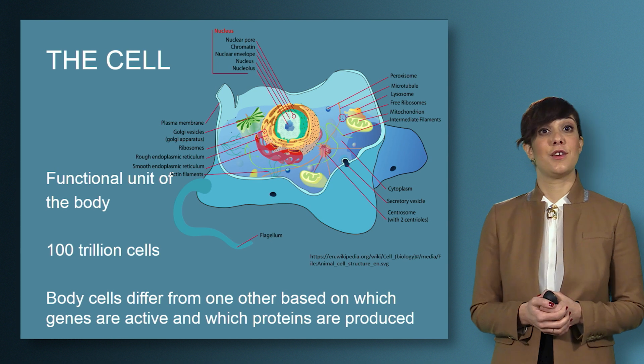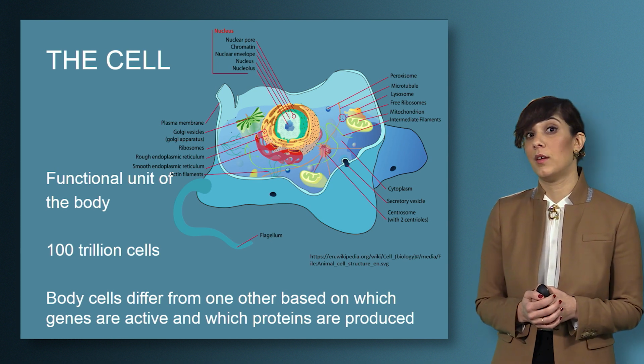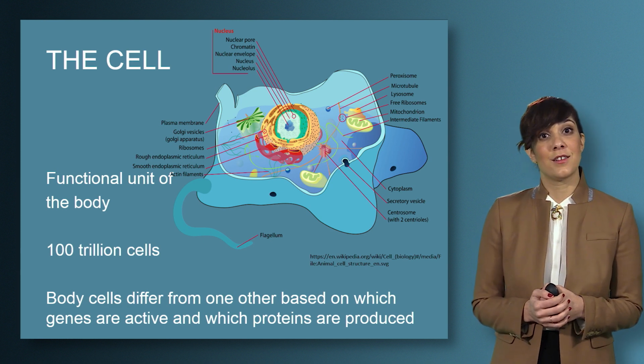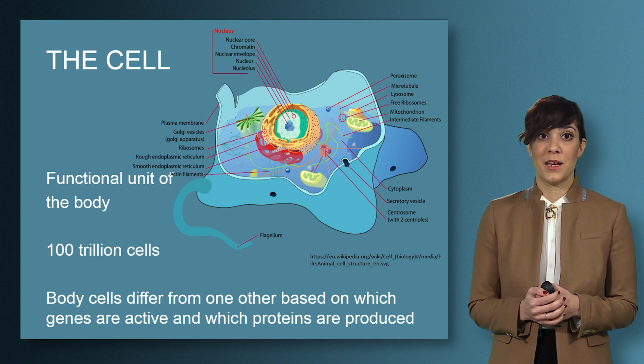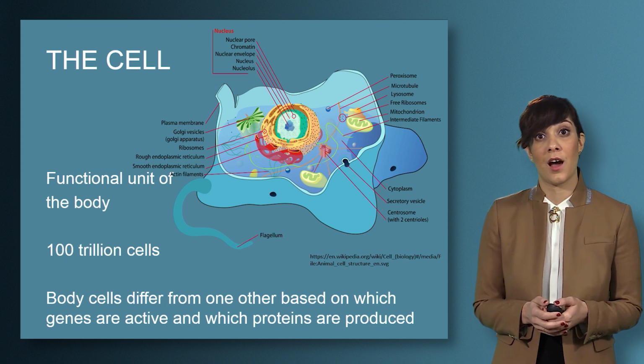So I introduced to you the cell. This is the functional unit of the body, and we have about 50 to 100 trillion cells. That's a lot of cells in the body. And the body cells all differ from one another based on which genes are active and which proteins are produced at a given point in time within the body.